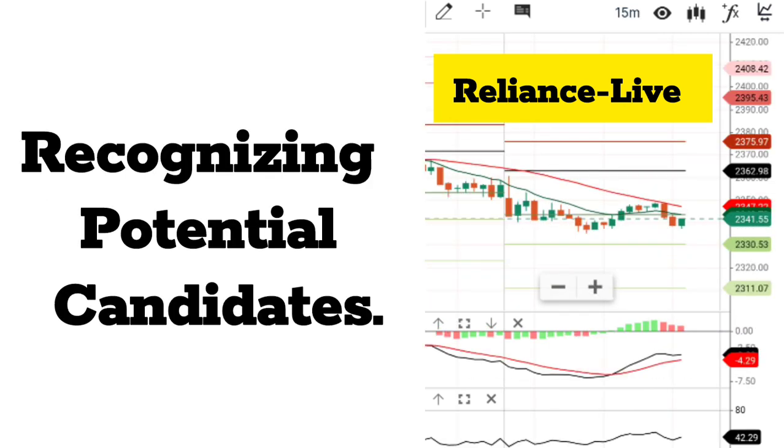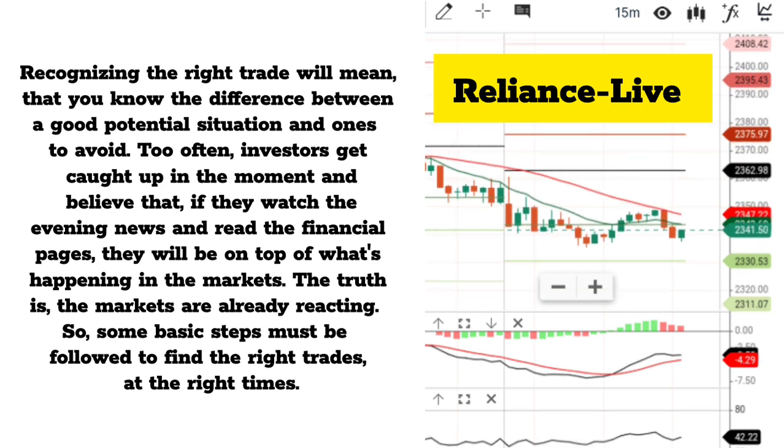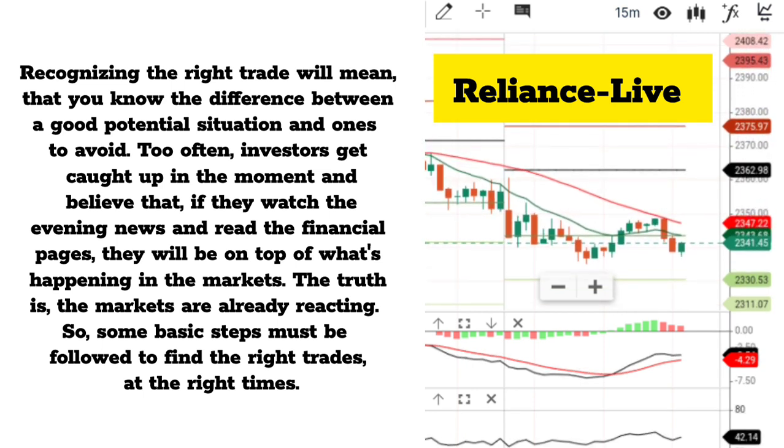Recognizing potential candidates. Recognizing the right trade will mean that you know the difference between a good potential situation and ones to avoid. Too often, investors get caught up in the moment and believe that, if they watch the evening news and read the financial pages, they will be on top of what's happening in the markets. The truth is, the markets are already reacting. So, some basic steps must be followed to find the right trades, at the right times.